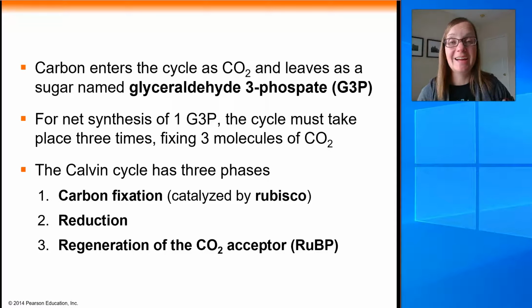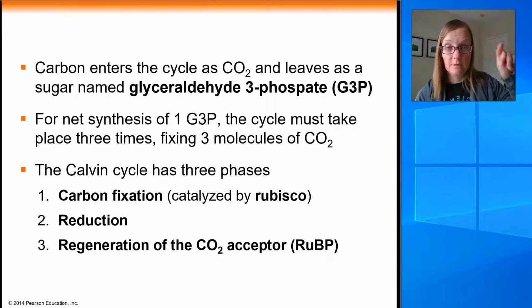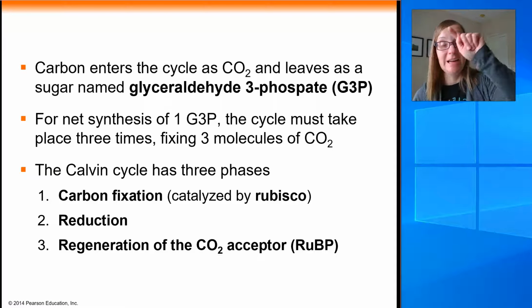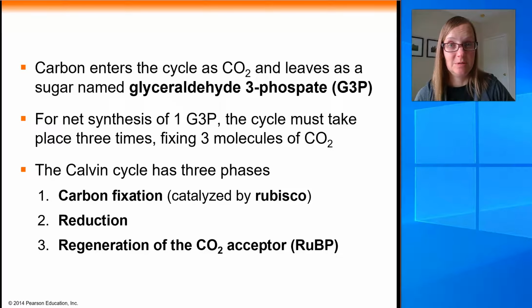So when we're looking at the Calvin cycle in the next few slides, we're going to be looking at the full cycle. And really when we're looking at this full cycle, we're looking at it taking place 3 times at the same time, right? So we're going to be taking 3 carbon dioxide molecules initially to make 1 G3P, using 3 turns of this cycle.